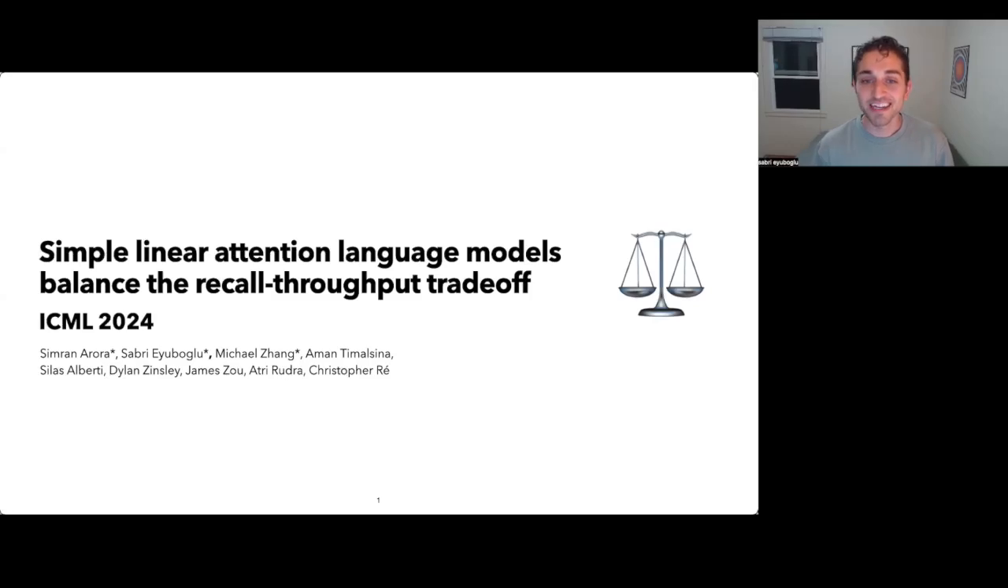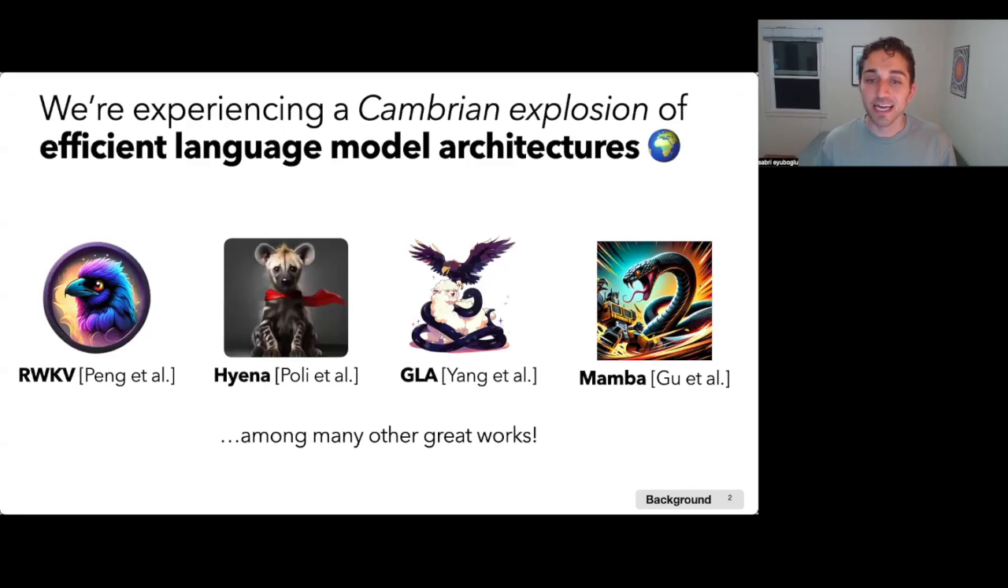Hi folks, today Simran and I are going to present our work describing how simple linear attention models balance a trade-off between recall and throughput. We're currently experiencing a Cambrian explosion of new efficient language model architectures that rival transformers. Seems like every week there's a new efficient language model architecture popping up, accompanied by a compulsory animal mascot generated by DALL-E.